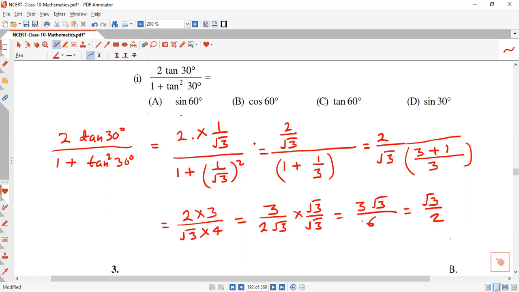Since root 3 by 2 is the value of sine 60 degree, yes, sine 60 degree has the value root 3 by 2. So part A is the right answer, because sine 60 degree has the value of root 3 by 2. So this is equal to what? Sine 60 degree.